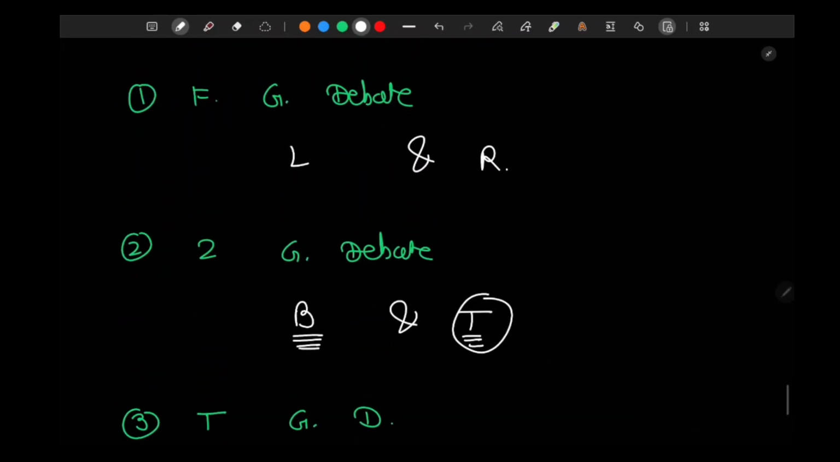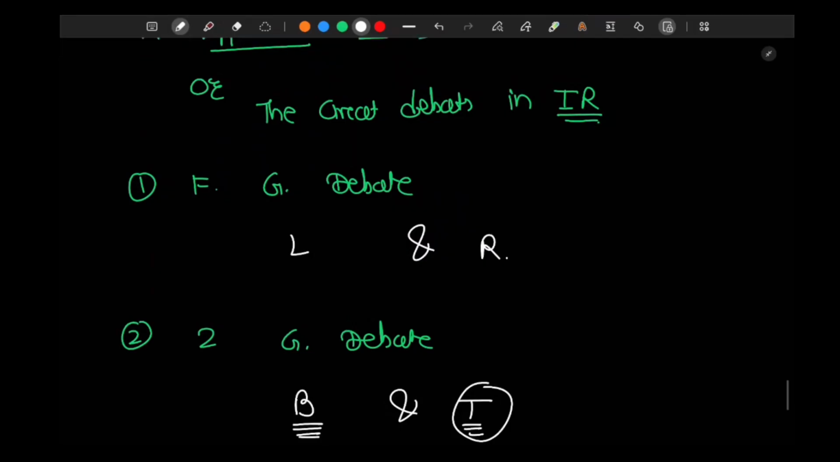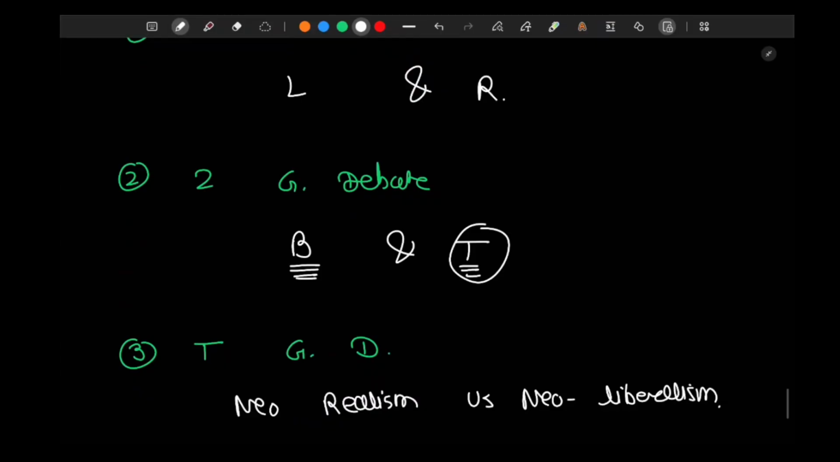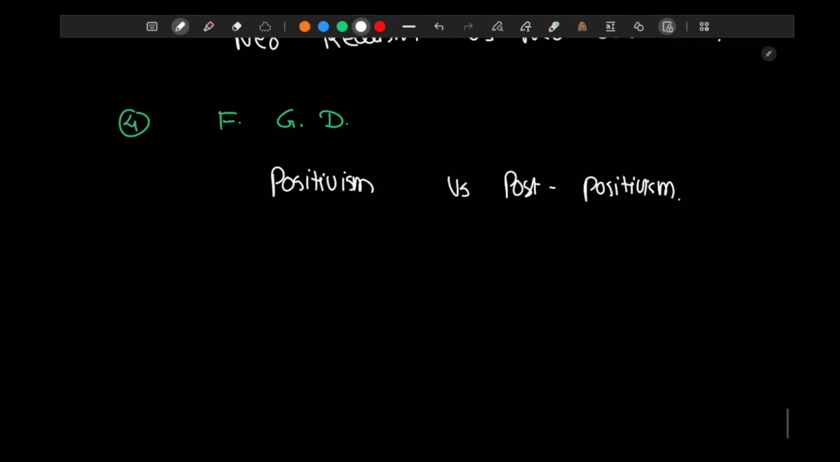So again, the feminist approach is there, right? Then the dependency school approach is there, the Marxist approach is there. Within liberals you find a lot of approaches. That is what I wanted to say. So the first great debate is between liberals and realists. The second is between behavioralists and traditionalists. The third is between neorealism and neoliberalism. And the fourth is between positivism and post-positivism. These are the approaches with respect to international relations.